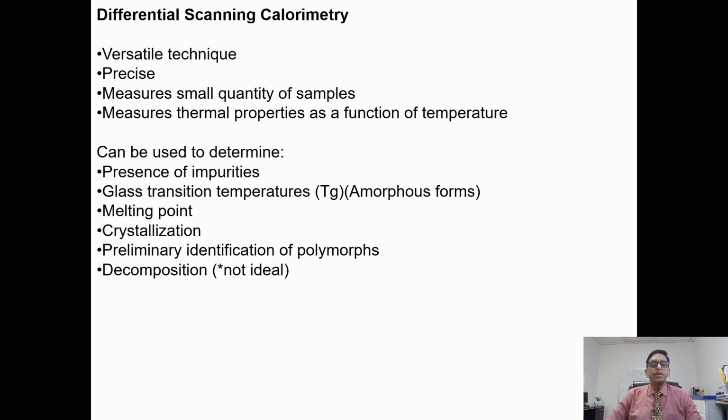The melting point is the main important point for the drug substance or chemical entity. Crystallization is also observed, and the glass transition temperature of the component, which represents the amorphous form, is analyzed using this DSC study. Preliminary identification of polymorphism is possible, and so is decomposition. If the component decomposes, it is not ideal for this DSC study.